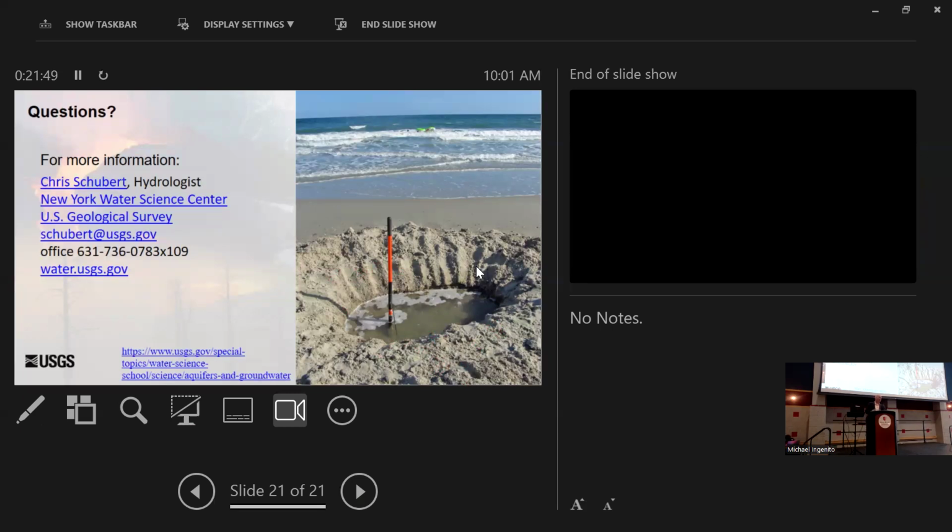All these slides have information as to where you can get more information on any of these depictions or concepts. Again, ending on my really favorite figure about how you can really put your finger on the pulse of an aquifer system by digging a hole at a beach and creating a window into the water table. And with that, happy to take questions.